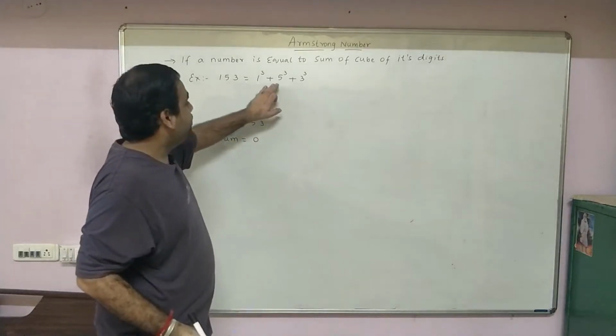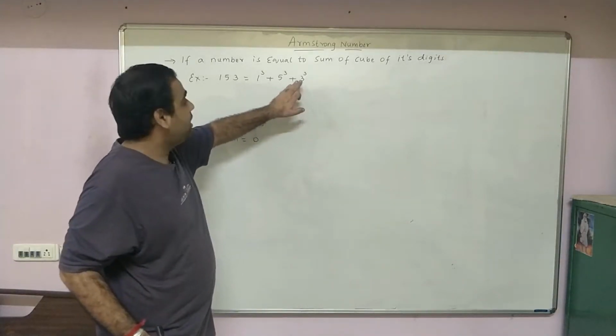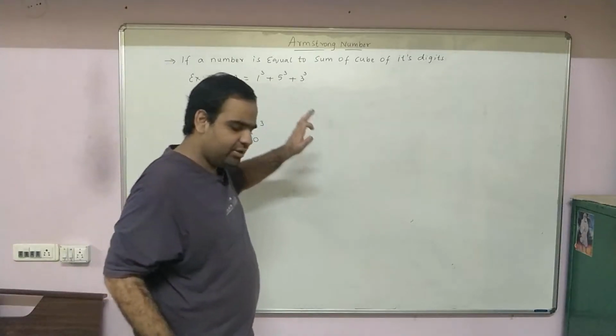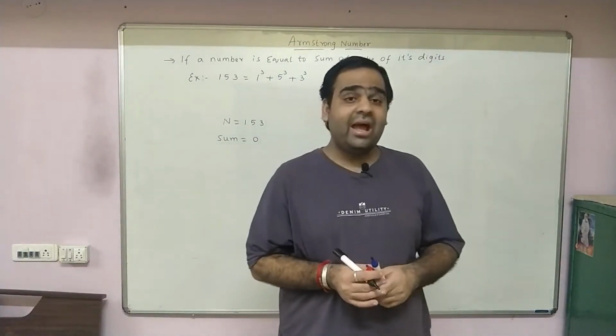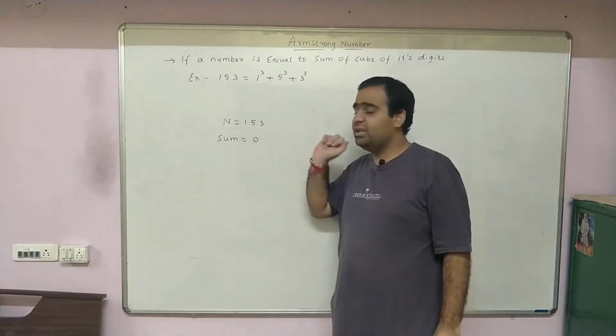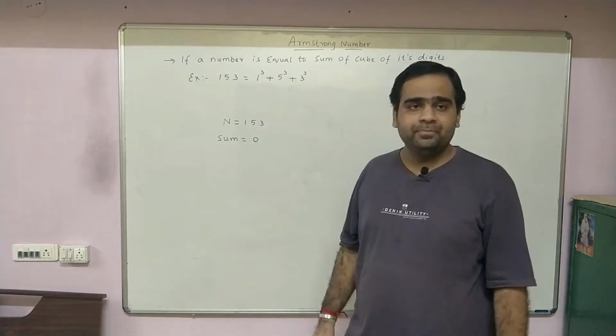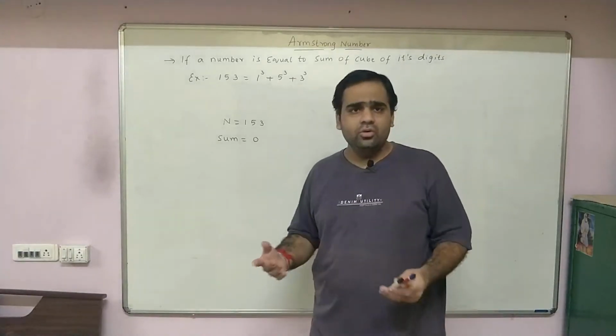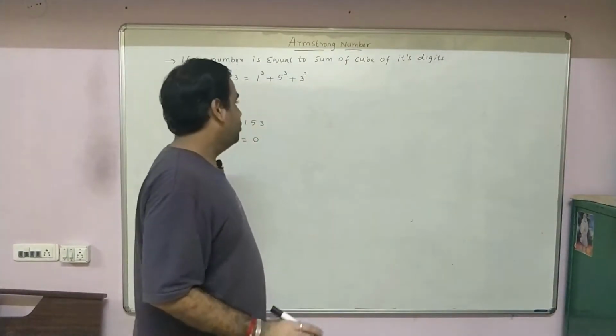Now I can say 1 cube plus 5 cube plus 3 cube, or 3 cube plus 5 cube plus 1 cube, it doesn't matter. Why do I take 3 cube plus 5 cube plus 1 cube? Because we can easily get the last digit of the number. How do you get the last digit of the number? You say modulo 10.